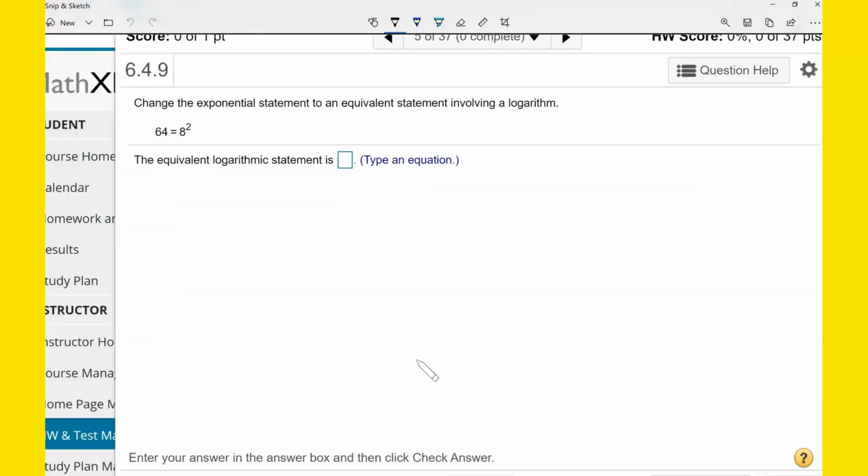So changing this exponential statement to an equivalent log statement. Remember that log means the exponent on something. So the exponent on what in this case? The exponent is on the 8. So log base 8, that means the exponent on 8 that gives you 64 is 2. The log has to always equal the exponent of the exponential. And that is our answer.